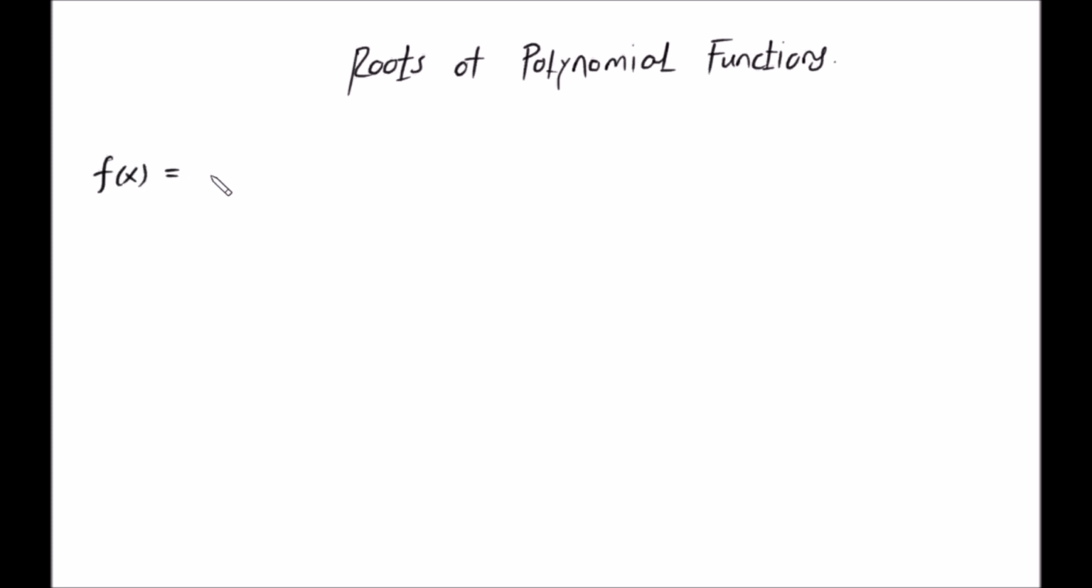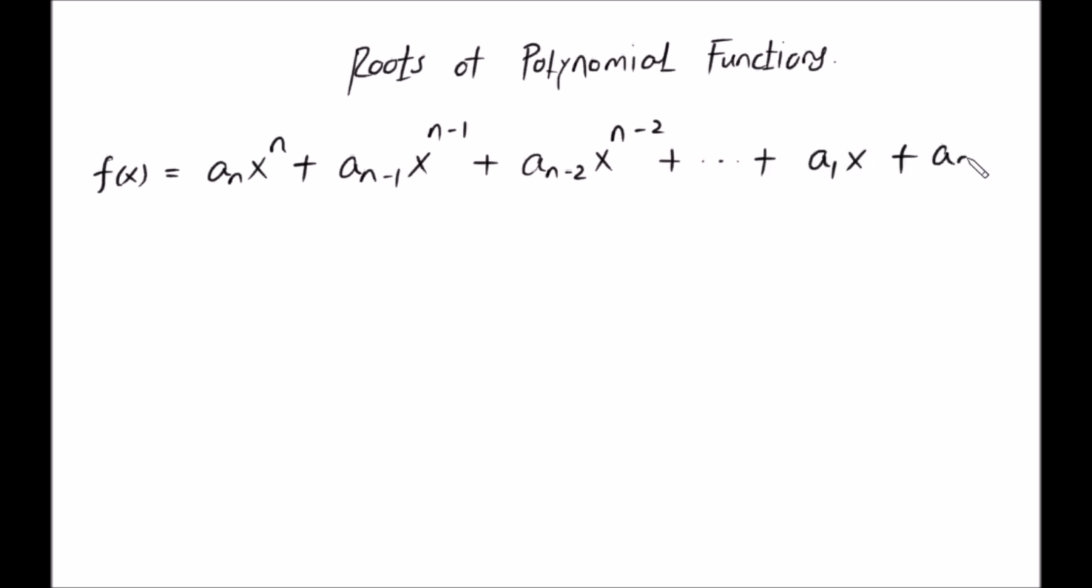F of x ni sawa na an x power n jumlisha another coefficient an minus 1 times x power n minus 1 jumlisha tuongeze nyingine tena and then jumlisha zitaendelea hivyo hivyo mpaka a1x mpaka a0. Kwa hiyo function ya mfumo huu ndio inaitwa polynomial function where n is greater or equal to 0. Kwa hiyo hii n inabidi iwe greater or equal to 0.